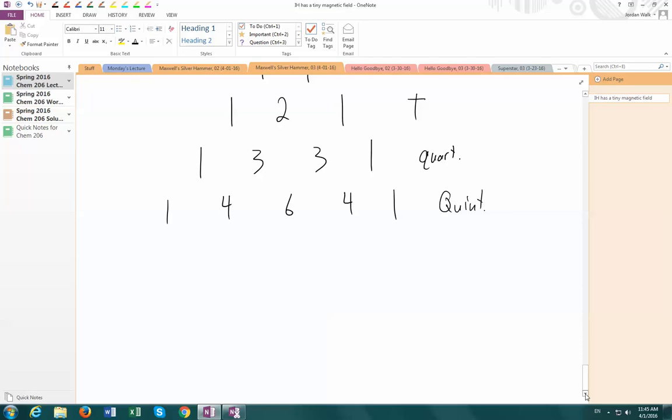Okay, let's do an example to get us ready for Monday, because Monday we're just going to spend a lot of time interpreting spectra. I think we're about at the point where we're ready to do that.